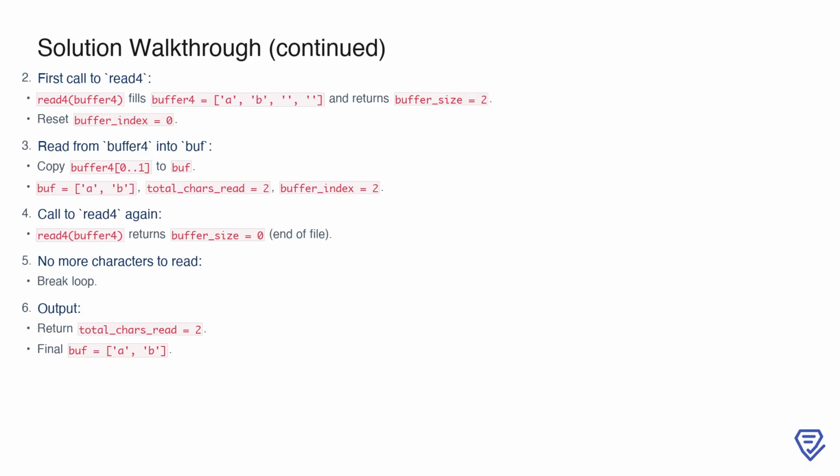Since we've reached the end of the available characters in buffer4, we make another call to Read4. However, because the file is now empty, this call returns a buffer_size of 0. With no more characters left to read, we break out of the loop. The final result for this example is total_chars_read equal to 2, and buff contains A, B, which represents all the characters we could read from the file.